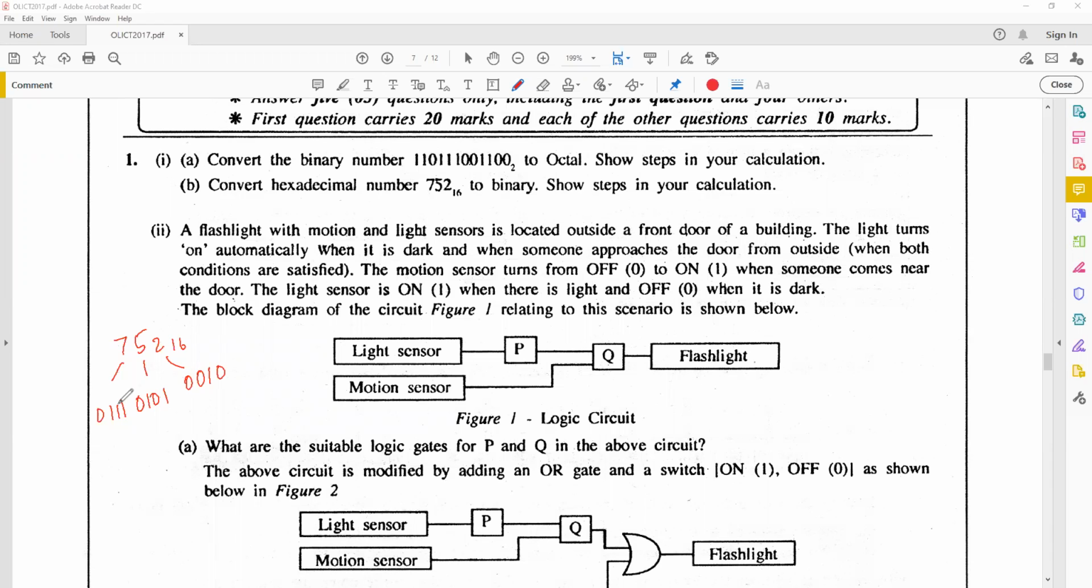You can just write without the leading 0. So 752 in base 16 is equal to 11101010010. So this is in binary.